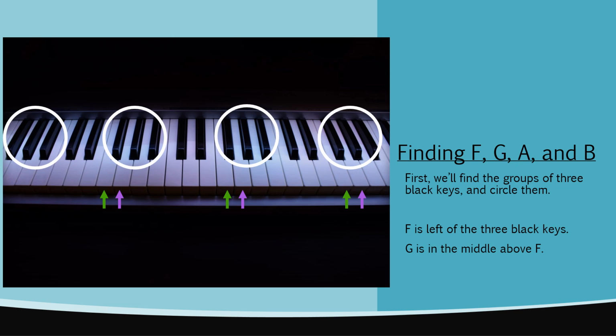And then remember, our alphabet starts again. So our next note is A. A is in the middle. It's right above G, and it's right below B. Here it is. We'll point to it with a pink arrow. And the last note we need to learn is B. Okay, B is to the right of those 3 black keys. So if you find your 3 black keys and go to the right, there's B.